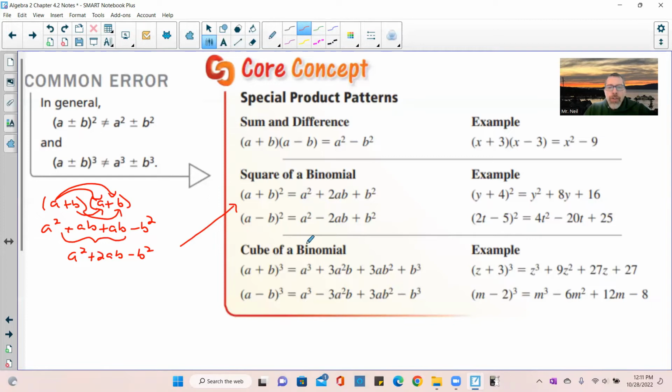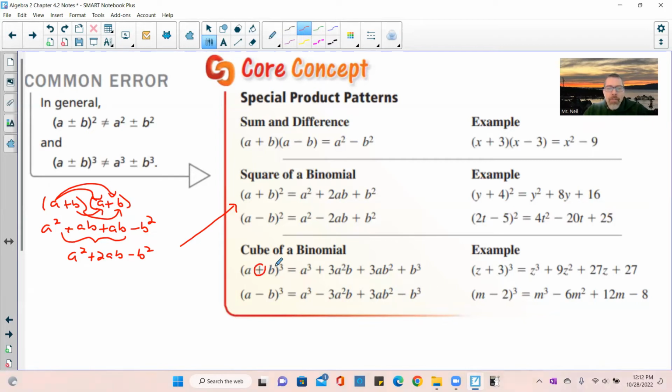And then the cube of a binomial: a plus b cubed gives us the first term cubed, plus 3 times a squared b plus 3 times ab squared plus b cubed. And a minus b to the third power is a cubed minus 3a squared b plus 3ab squared minus b cubed. So what happened here?